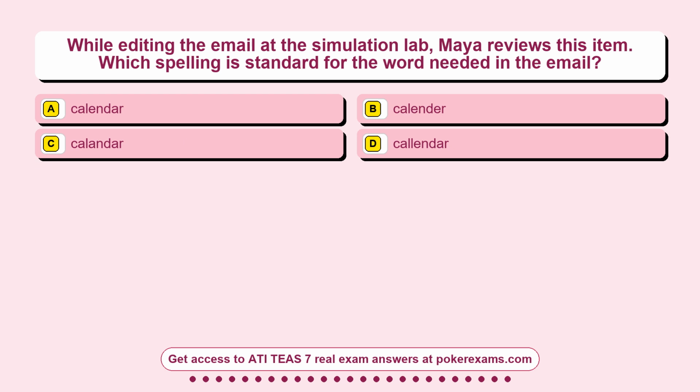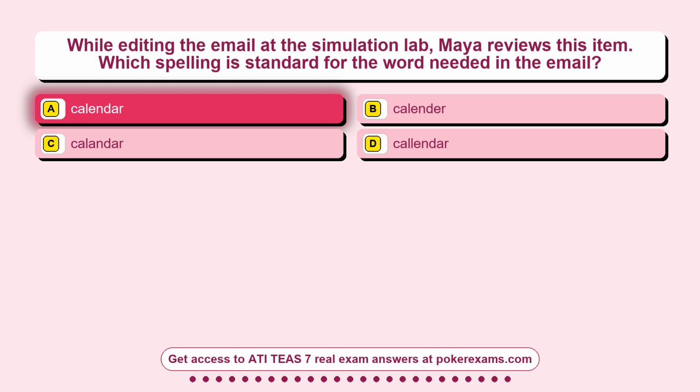Question 17. While editing the email at the simulation lab, Maya reviews this item. Which spelling is standard for the word needed in the email? Option A. Calendar. Option B. Calendar. Option C. Calendar. Option D. Calendar. The correct answer is option A.